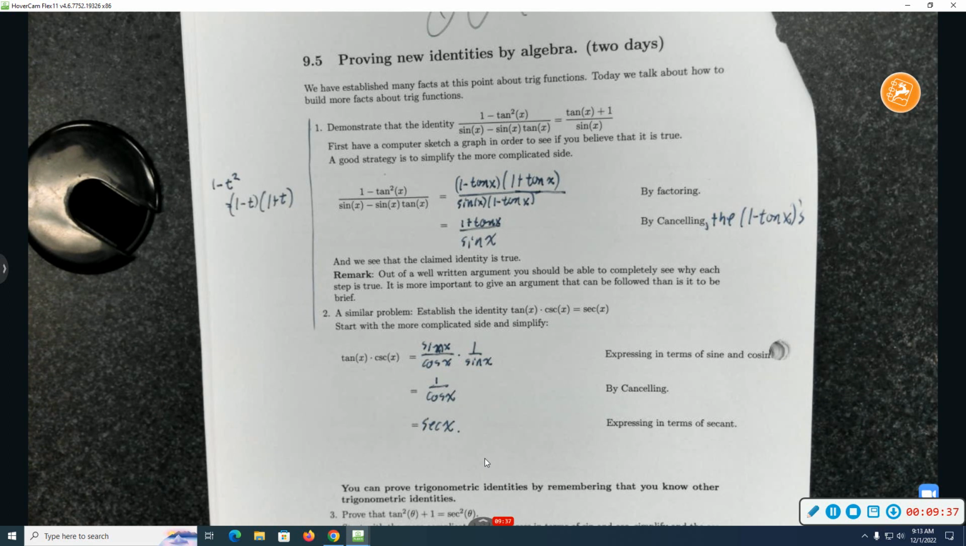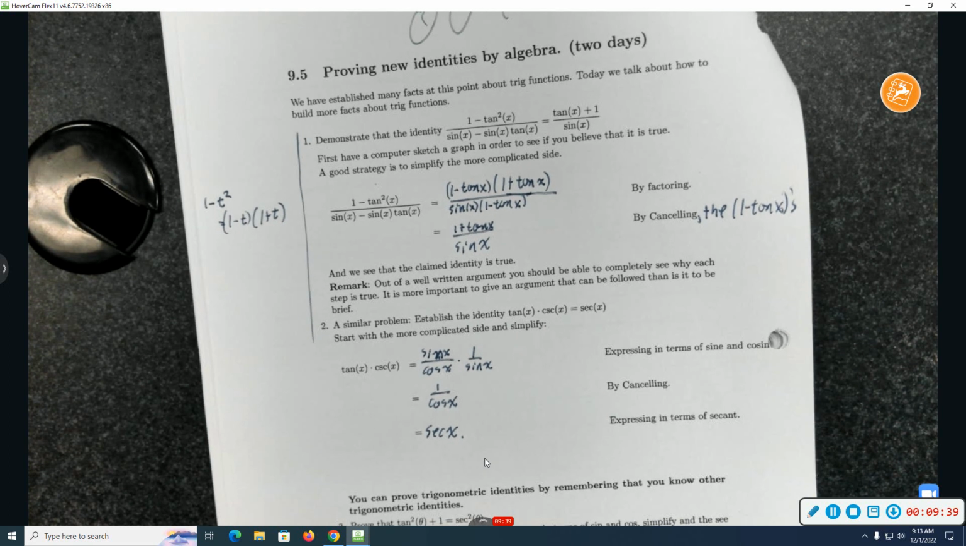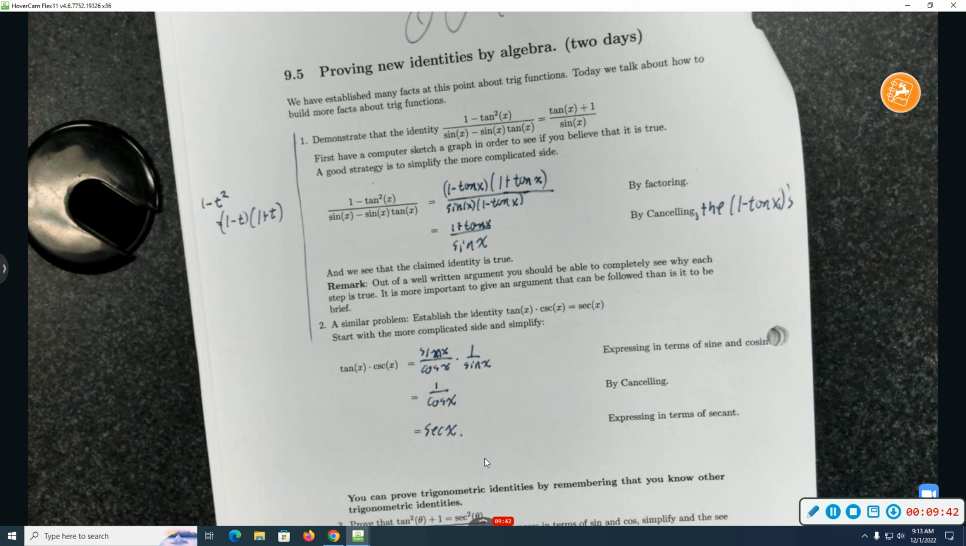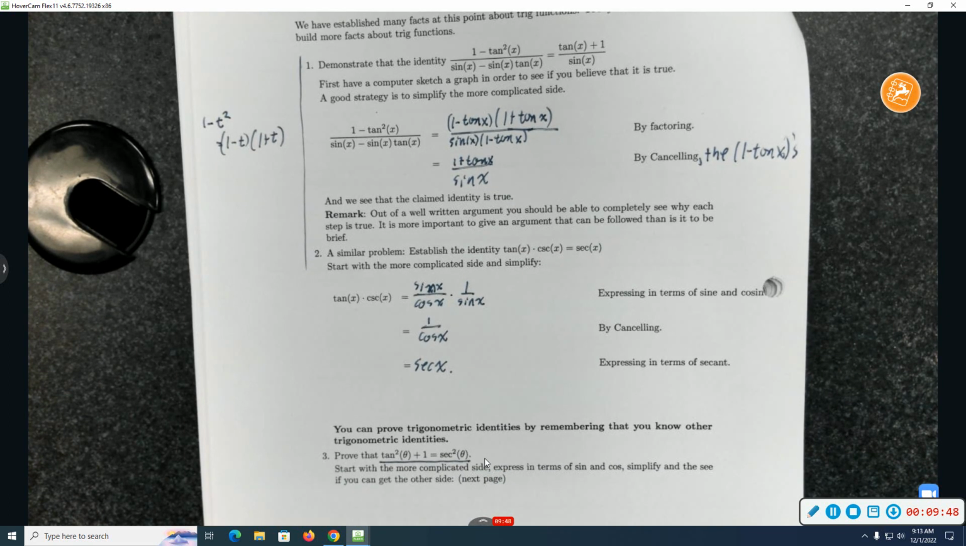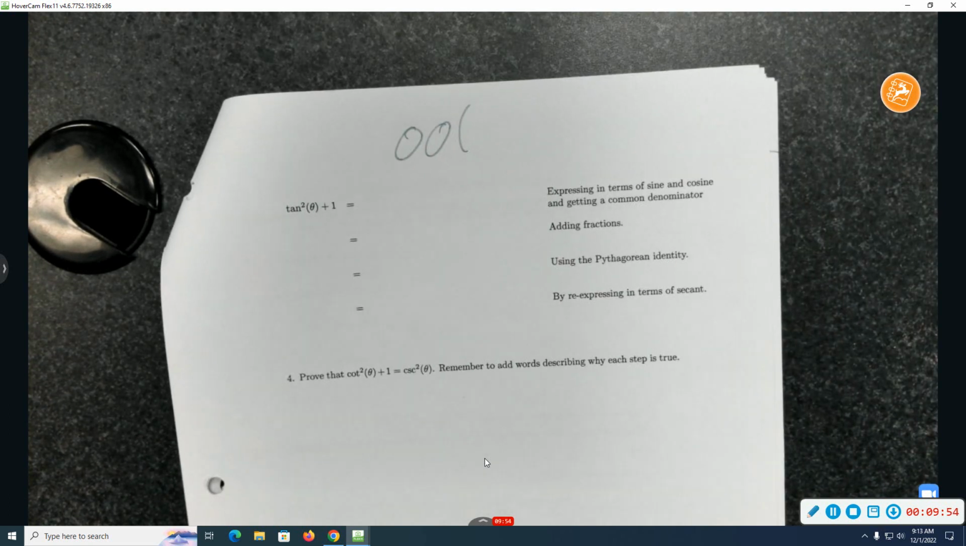In this next exercise, we will prove the following identity, which is sometimes called a Pythagorean identity. Tangent squared of theta plus 1 is always equal to secant squared of theta. And there's stuff on the next page. I'll go over there and do it. So let's try to prove this identity.